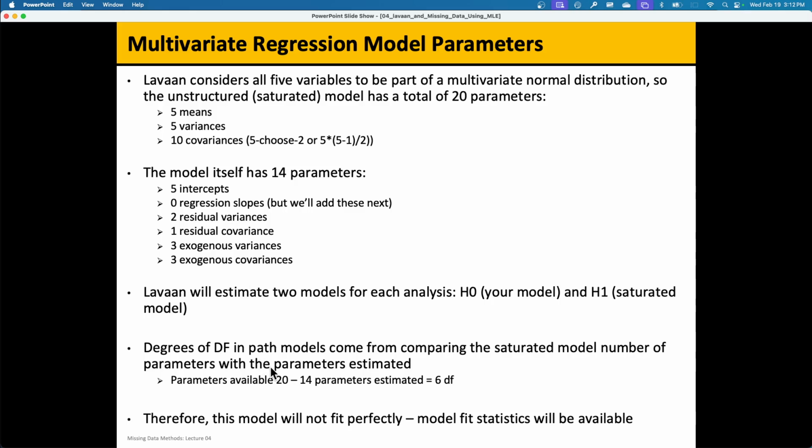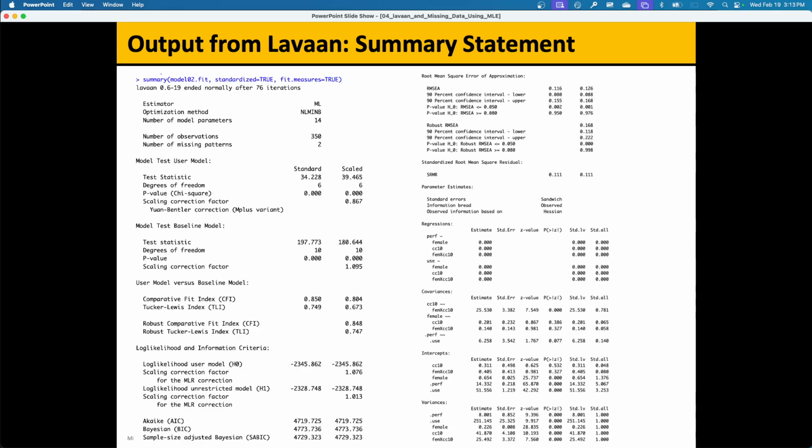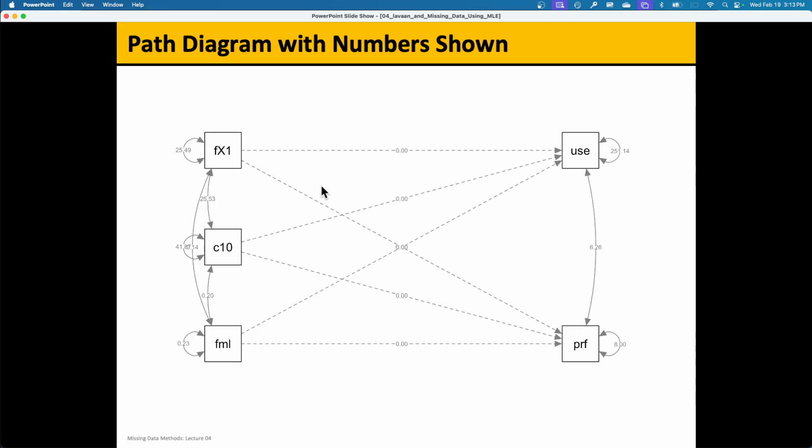So what do we end up getting? We get results. It's going to talk about H0 and H1 in output. H1 is everything's estimated. H0 is your version, right? And the degrees of freedom it's going to report is literally the difference in number of parameters between saturated and your model. So what we're going to find is this gives me a chance to talk about model fit for 5 minutes. There's our results, right? 14 model parameters, 6 degrees of freedom. I'm going to parse this a little bit more as I go forward.